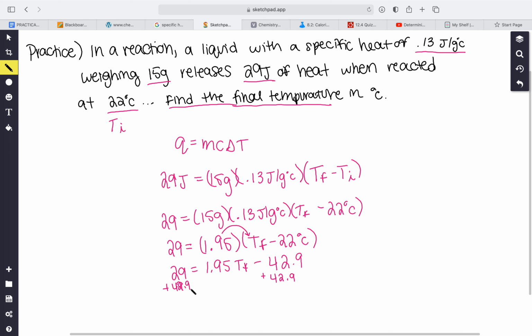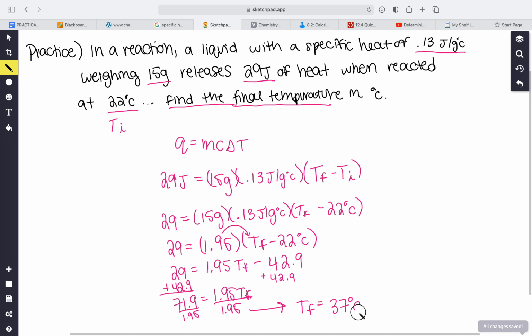42.9. Let me fix that because that's going to bother some people. I know it will. 42.9 plus 29. So here we will get 71.9 is equal to 1.95 temperature final. And then we're going to divide these both by 1.95. After we divide that, we get that the temperature final is 36.9. Let me see how many sig figs I can get. All right, I can get 2 sig figs, so we're going to write 37 degrees.